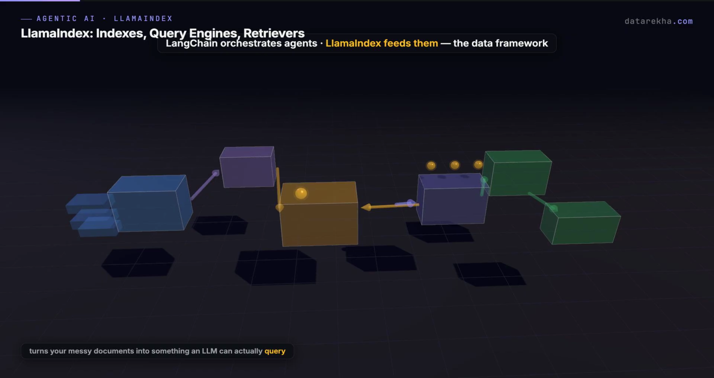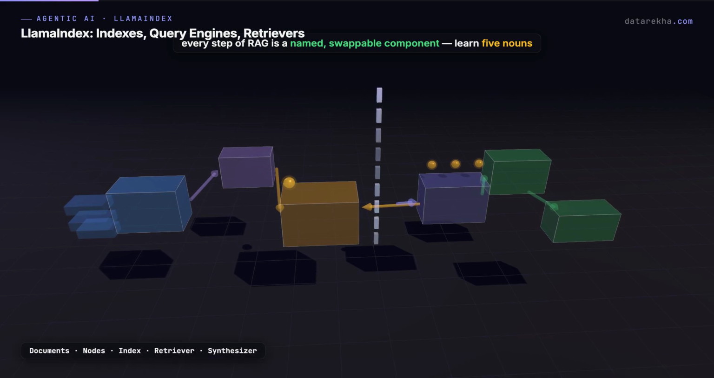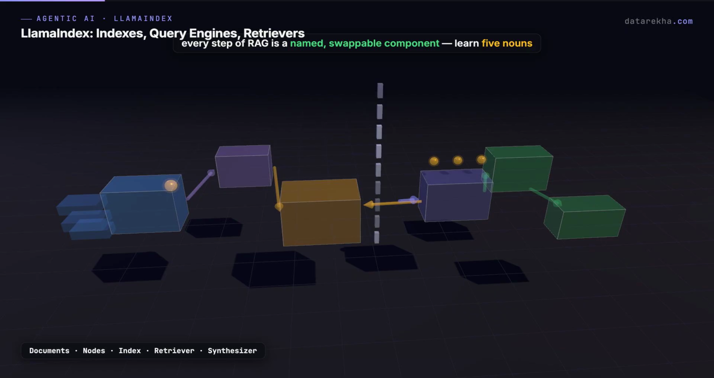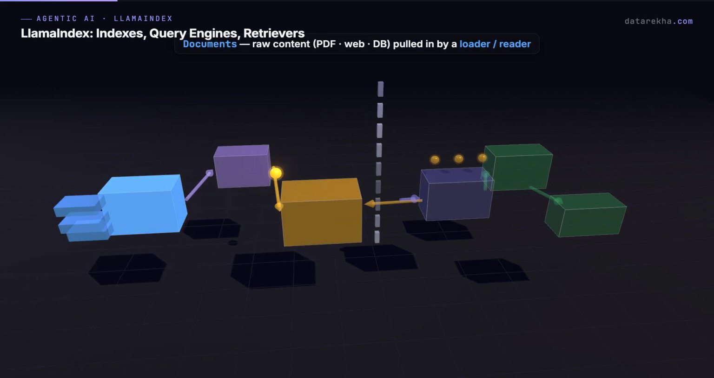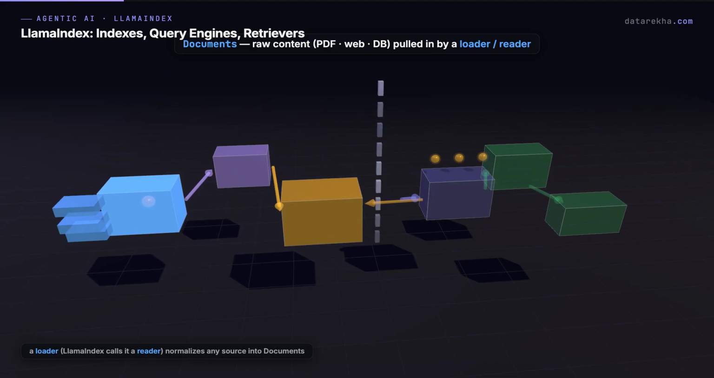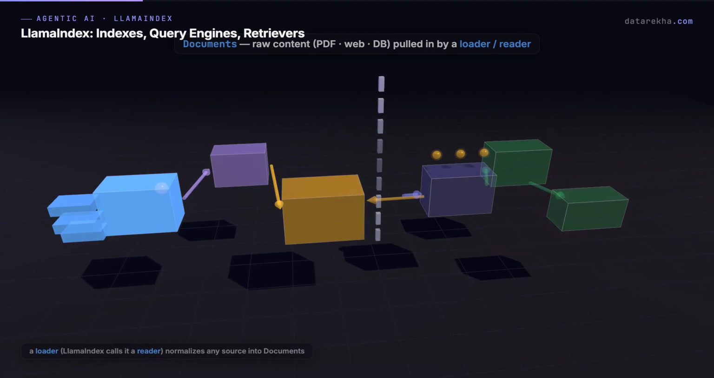Every step of RAG is a named, swappable component. Learn 5 nouns and the whole framework opens up. So let us name them in the order data flows. Documents are the raw content loaded from a source, a PDF, a web page, a database, by a loader, which LlamaIndex also calls a reader.